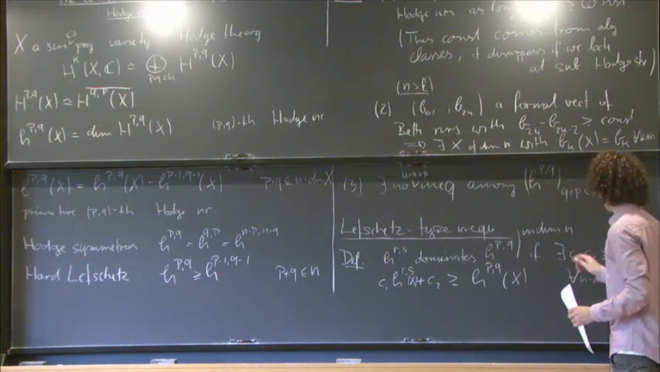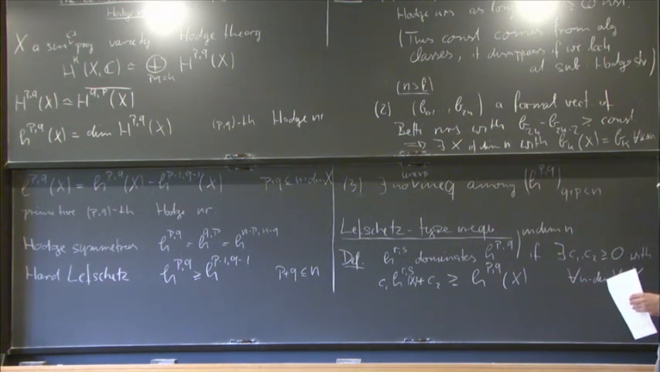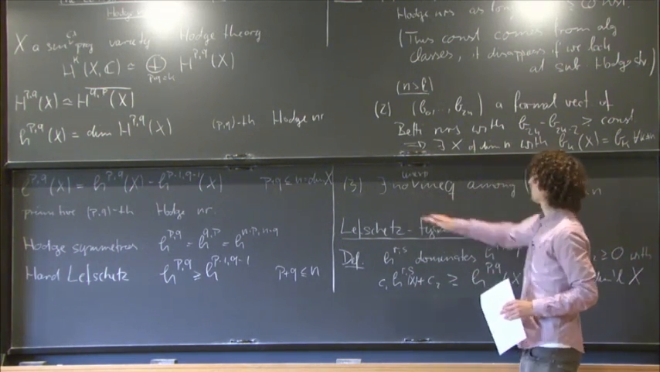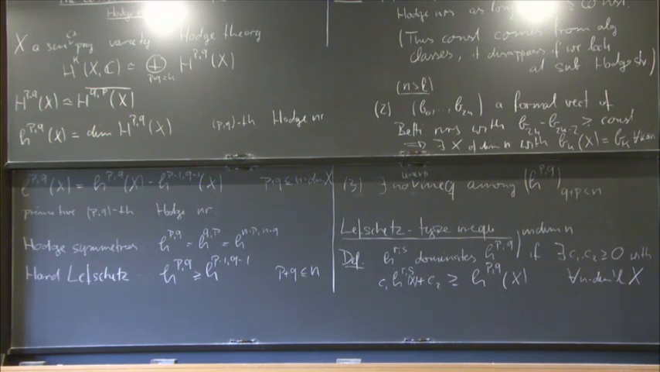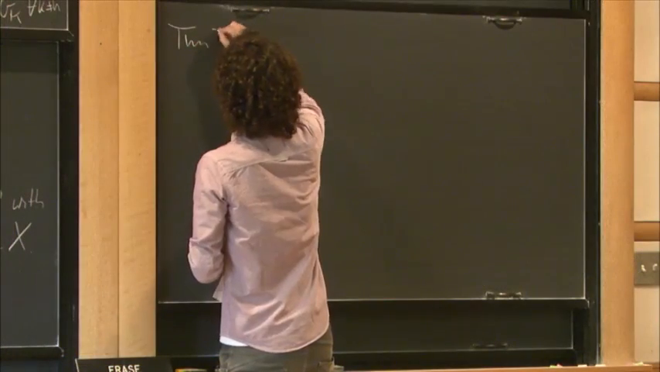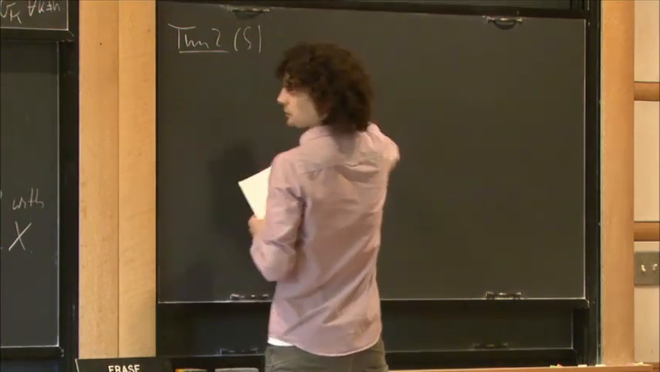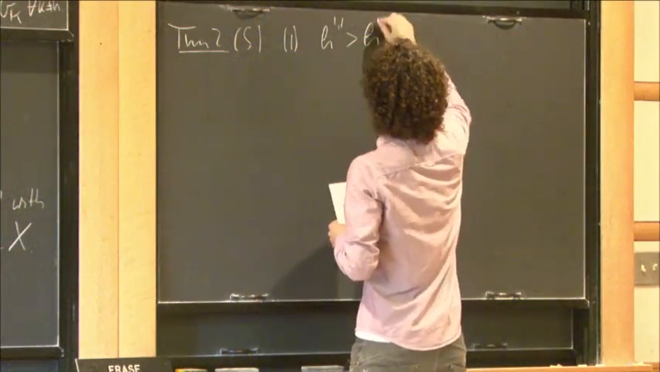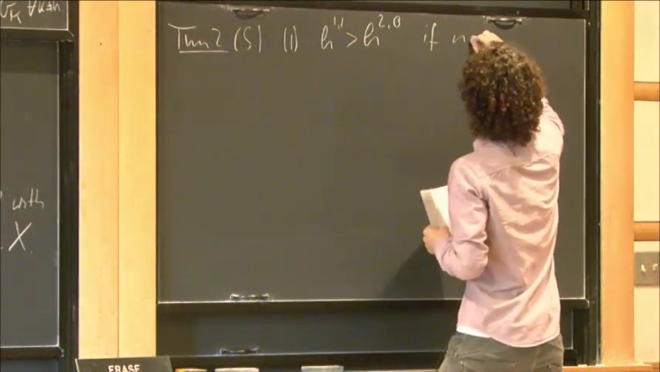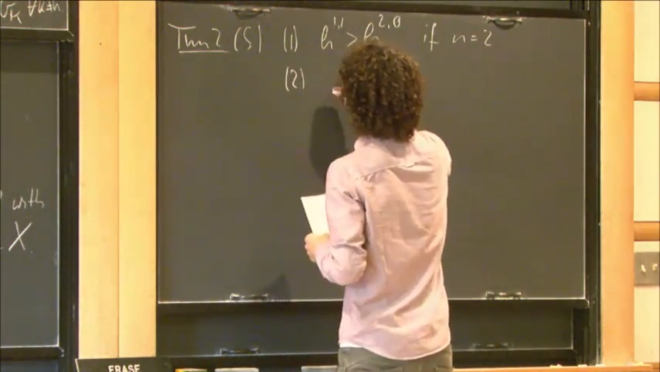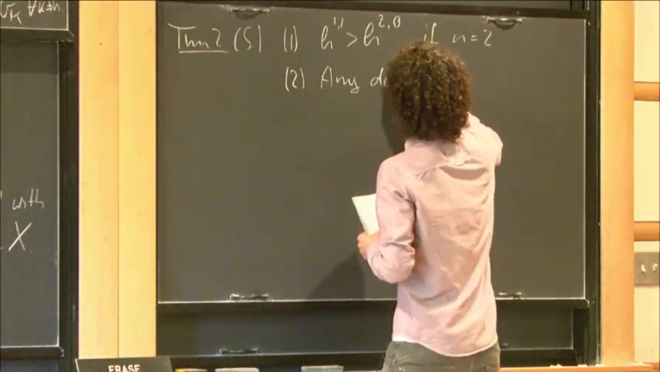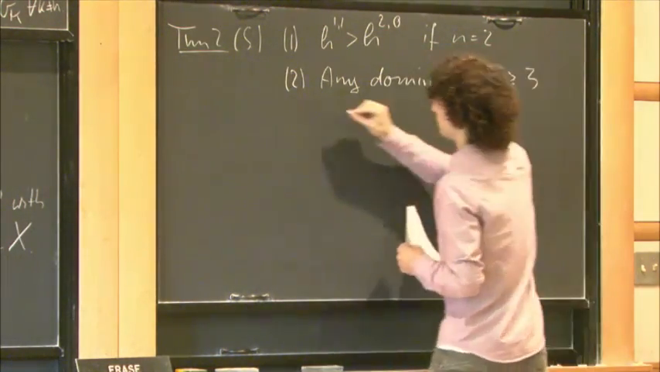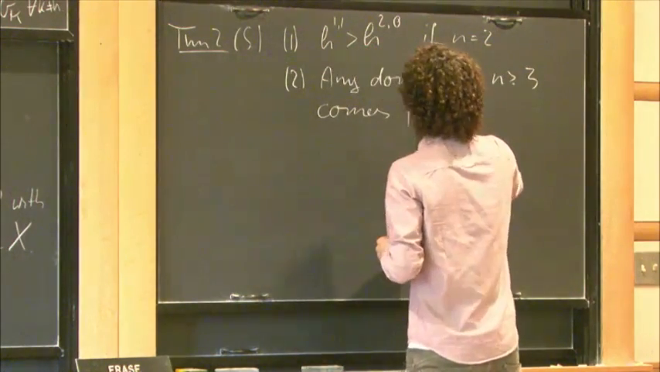Yeah, so that's important. If I look at all n, then something like this can only happen if it comes from the hard Lefschetz theorem because of number 3. Okay, so the second result has 2 parts. H11 is bigger than H20 if n is 2. And second, any domination in n bigger or equal to 3 comes from the hard Lefschetz theorem.